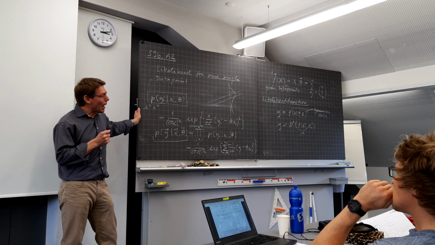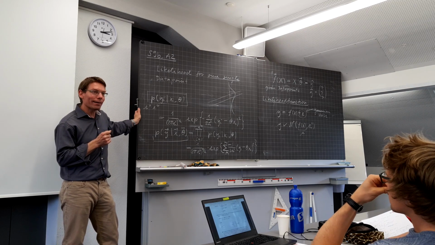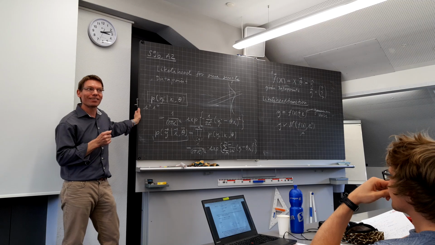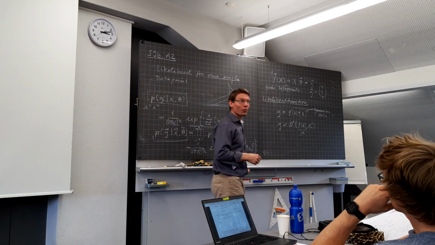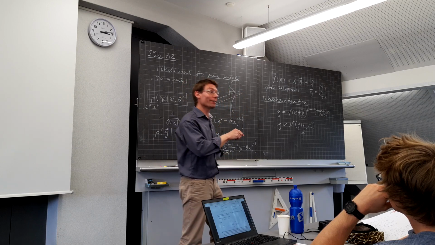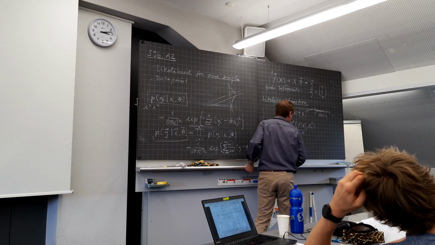Okay. And who knows MATLAB? Good. How do you calculate the least square thing? Using the backslash operator. Right. Backslash operator here in MATLAB.